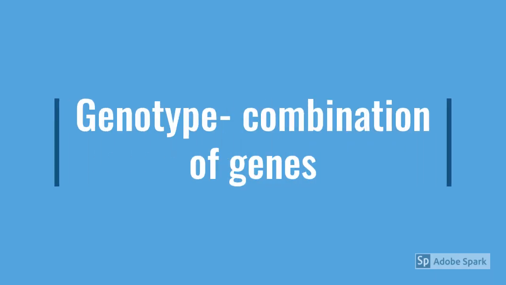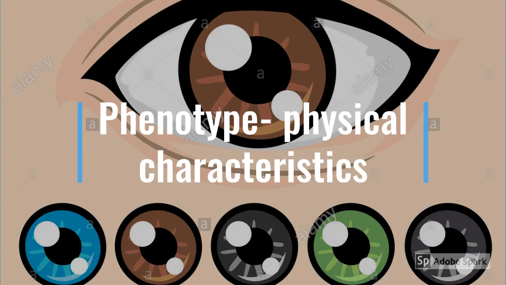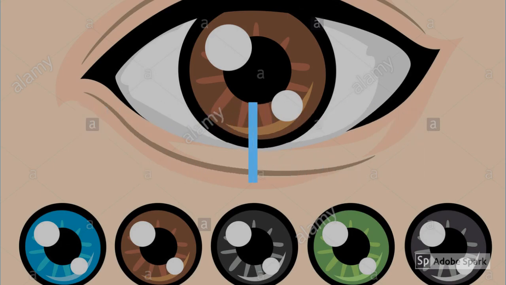Before we progress any further, let's learn what genotypes and phenotypes are. They will be important a little now, but definitely later. A genotype is simply the combination of genes an organism has inherited. And a phenotype is your physical characteristics, so things like hair color or eye color.